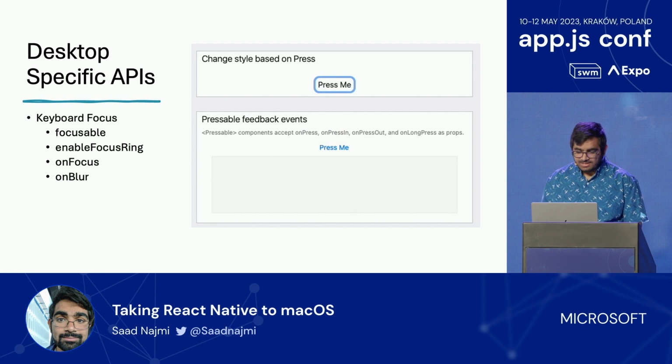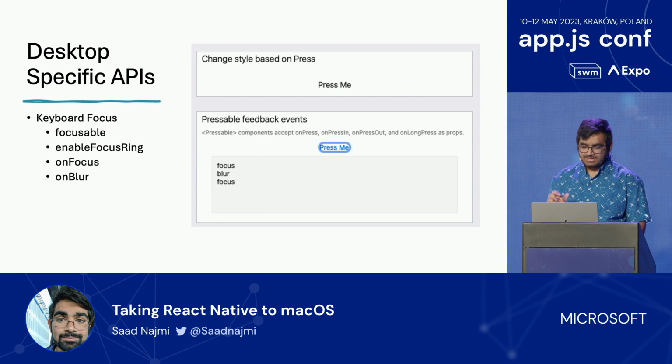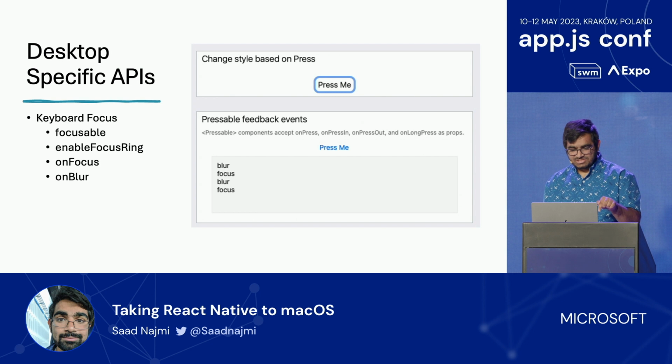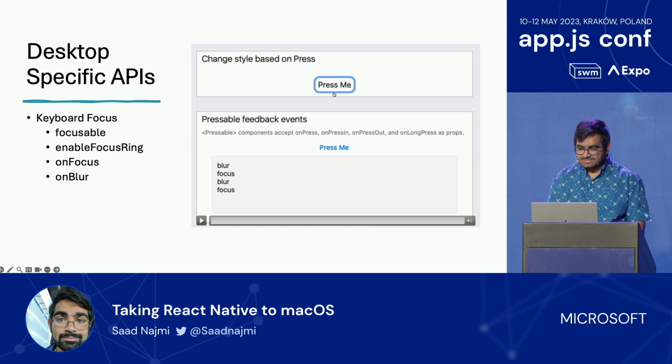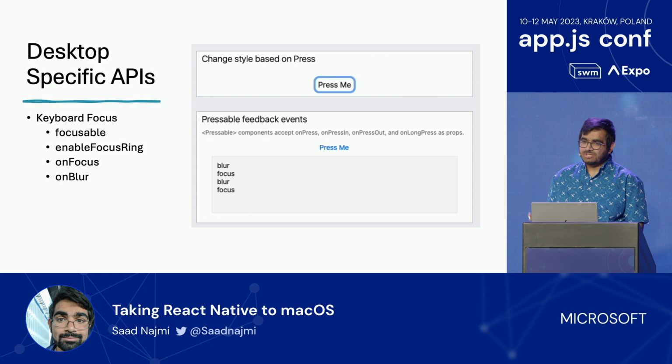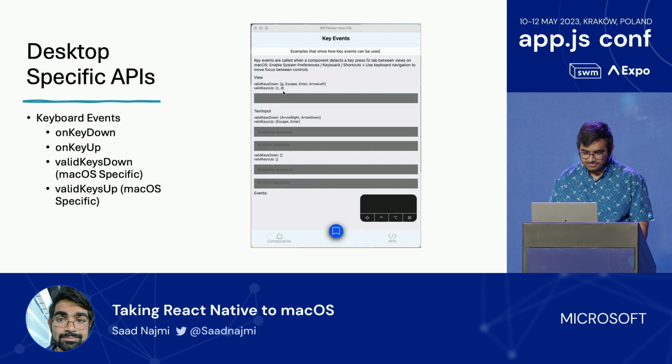On the keyboard side, we have support for keyboard focus. We've exposed the focus and blur properties so that you know when a view has been tabbed into, basically. The focusable prop was actually an Android prop that on desktop we ported to work for macOS and Windows. And lastly, we also have a desktop-specific prop called enableFocusRing. What that basically says is either you can enable it to get the system focus ring, or you can disable it to put your own custom styling.